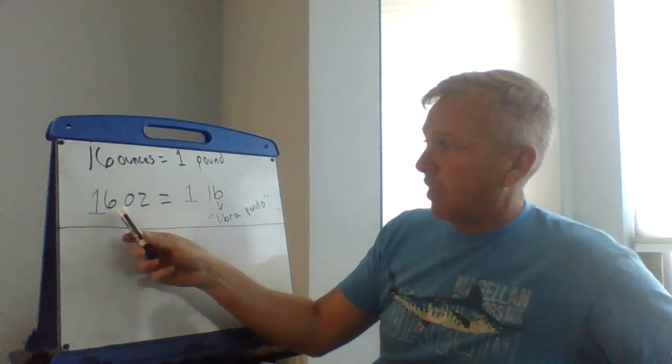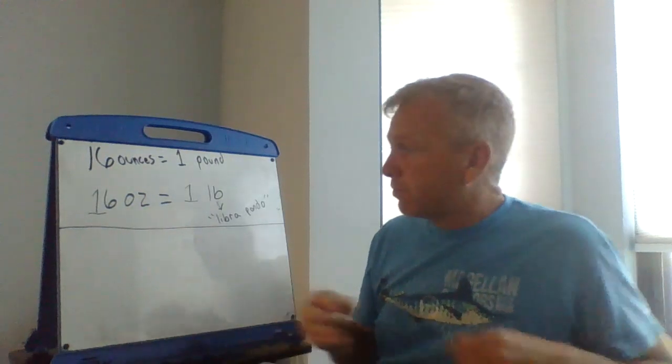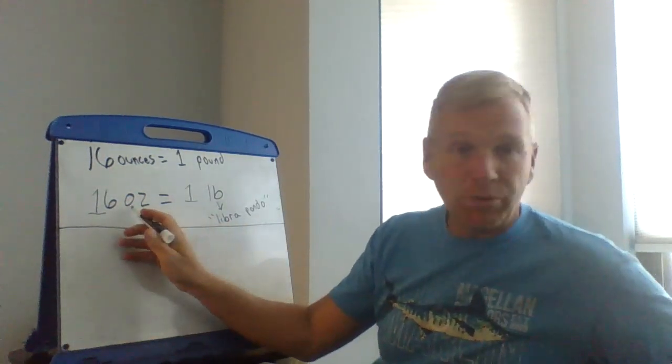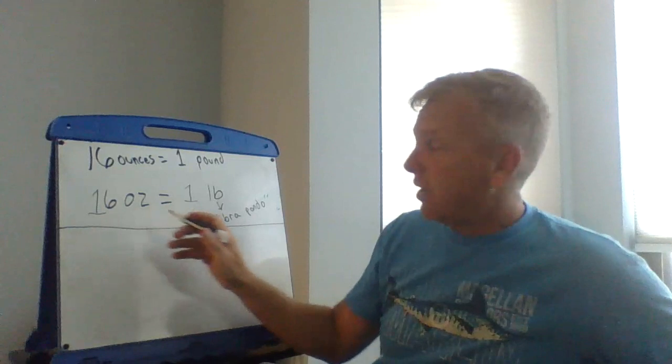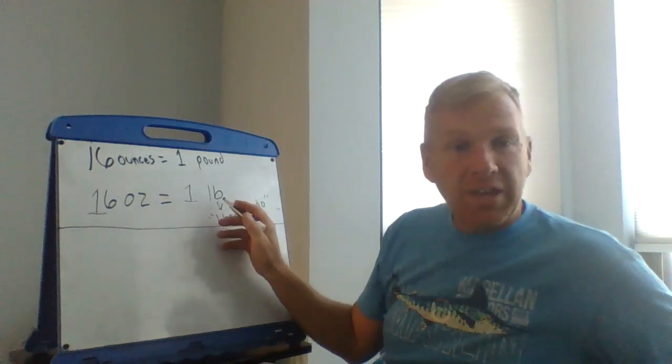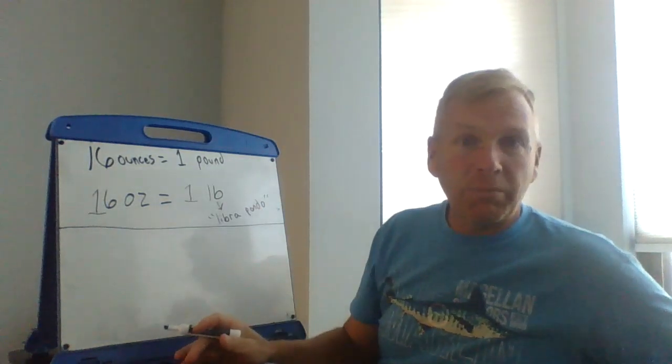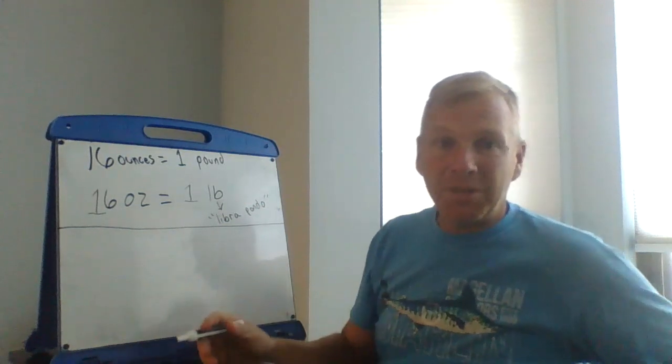Underneath it, I've actually written out the symbols. So for ounces, that's where you'll see the OZ. And after pound, you'll see LB. And if it's more than 1 pound, then that's where you'll see the LBS.